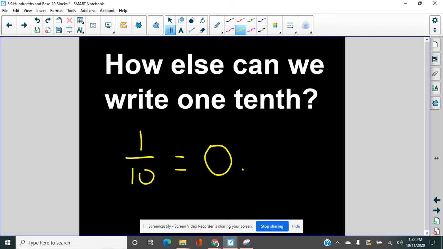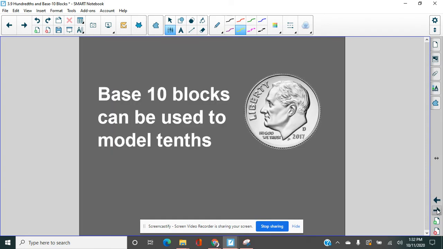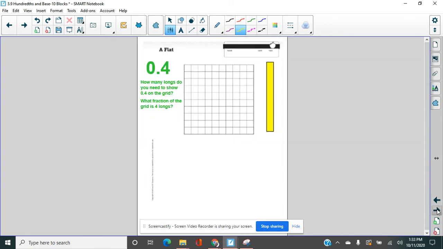Oh, I hope you wrote this. That is 1/10, like we've been talking about recently. So 1/10, 1/10, 1/10, we could write it all like that if we had one of those blocks. So our base 10 blocks are going to be used to model. They're just like the dimes.